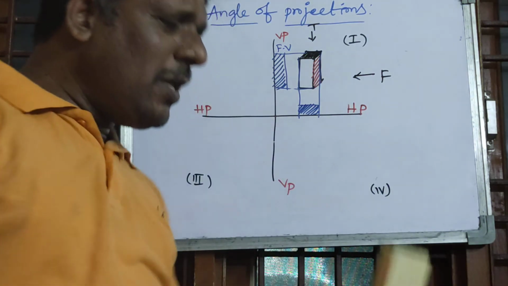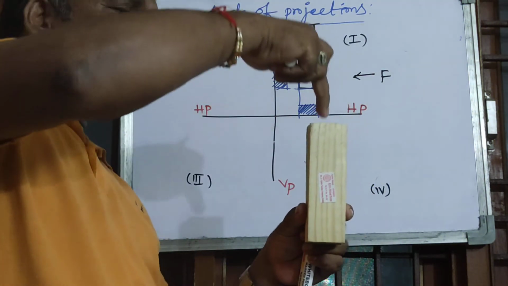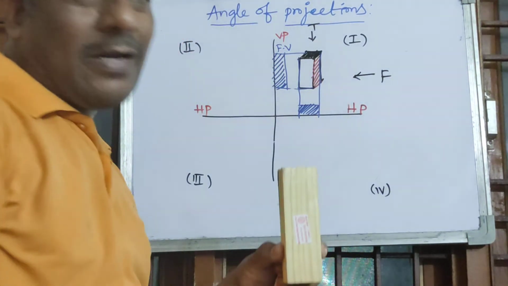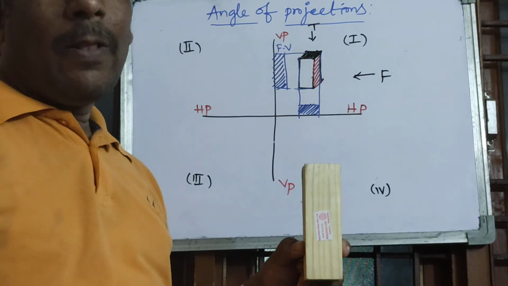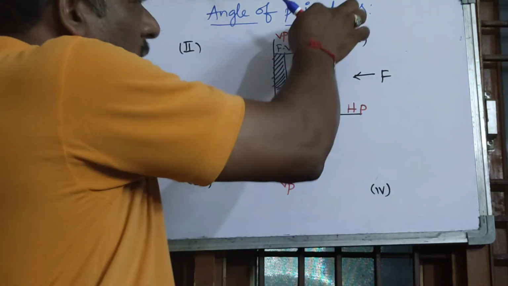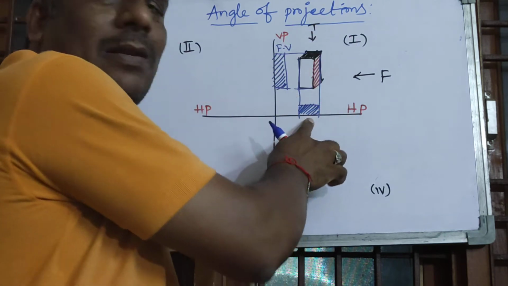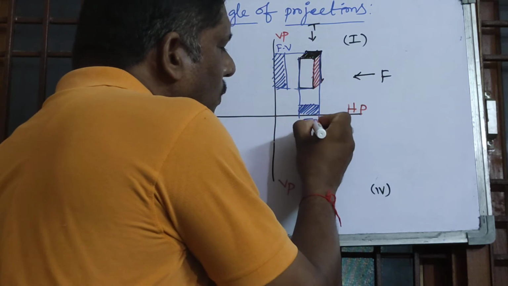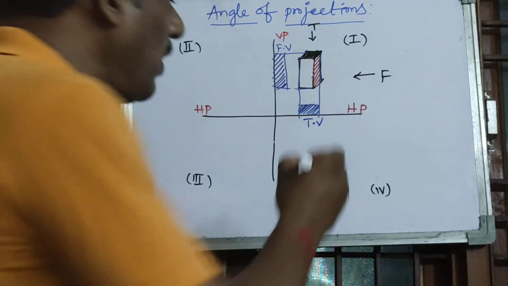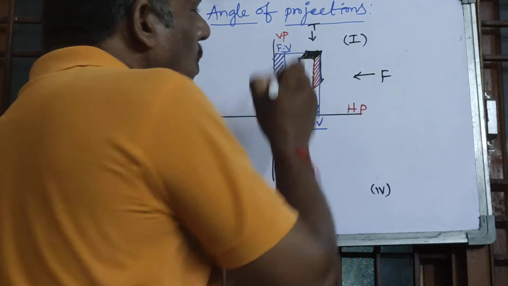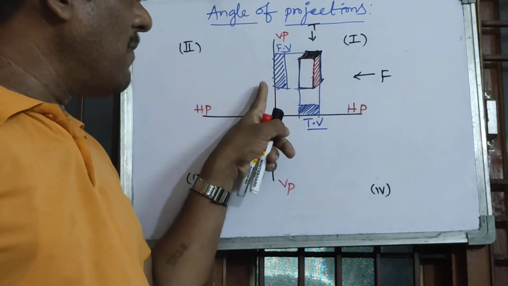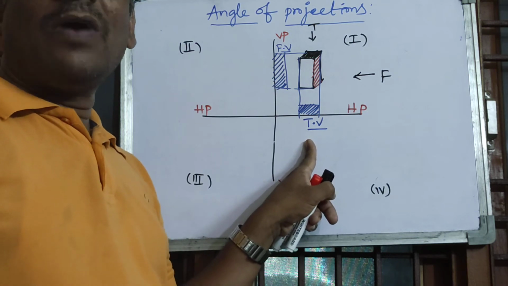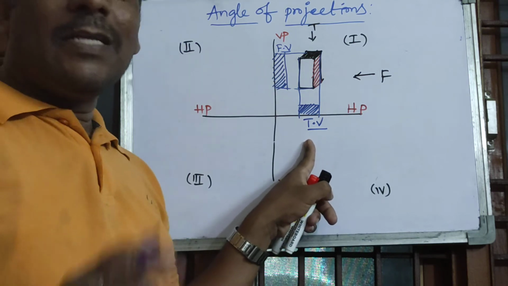Otherwise, if you observe this object from the top, this top shape is visible and it falls on the horizontal plane. We clearly discussed that in the last video. So this is the top view. Listen carefully. Here the projection is over. Front view projection falls on the vertical plane and top view projection falls on the horizontal plane. It is clear.